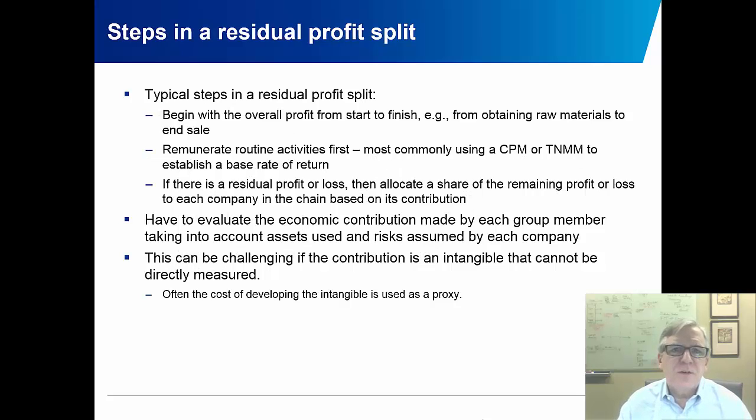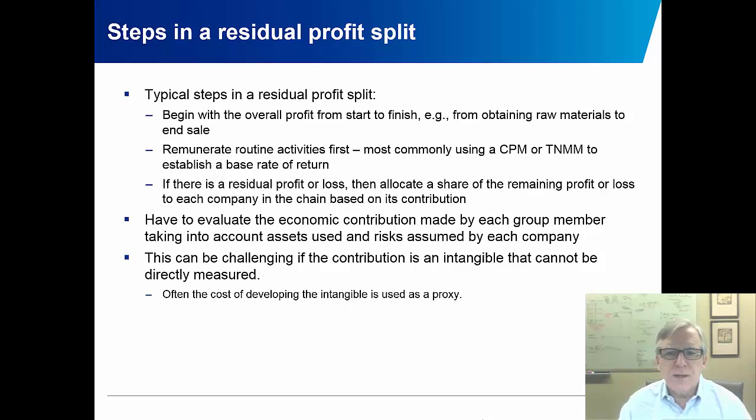So the steps in a residual profit split is, first off, you have to start with the overall profit. How much is being earned by all of the parties that are in the chain of transactions that create the profit? Our simple example we're going to keep returning to is our Japan Co. UK Co. example, 2 parties to that. And in total, they've created 15 of operating profit. So the first off would be to make sure we understand fully how that profit was created. And then to remunerate routine activities first.